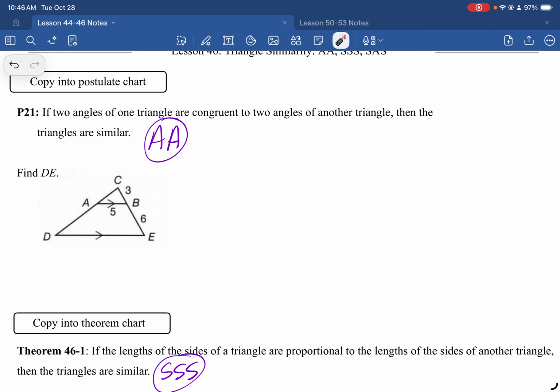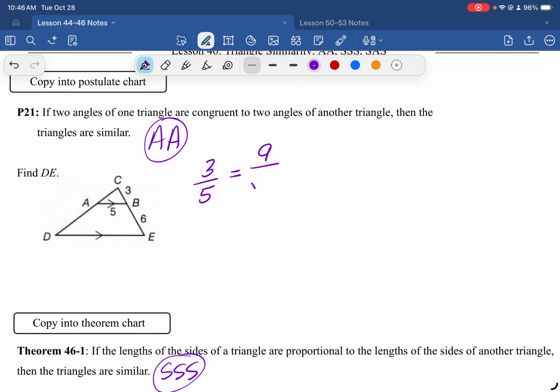Now I want you to notice something. Do you notice how the 3 over the 5 is the same as the 9 over the x, because they're trying to find DE? So we're trying to look for this line right here. Now, I want you to pay attention that I said 9, right? Because a lot of kids will do 3 over 5, and then they'll do 6 over x. But we need the whole side, not just part of it. Okay, so be very careful when you set those up. It's 9 over x.